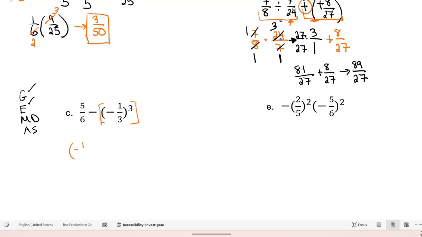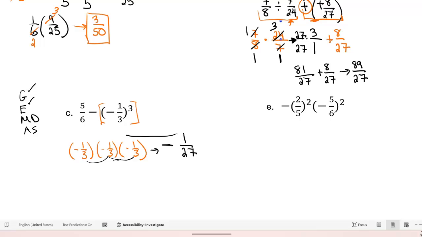So my base is negative 1/3, negative 1/3, negative 1/3. Okay, so negative times negative is positive, times another negative is negative. So I know that my final answer is negative. Well, my final answer for this simplification. So now I have 1 times 1 times 1, which is 1. 3 times 3 is 9, times 3 is 27.